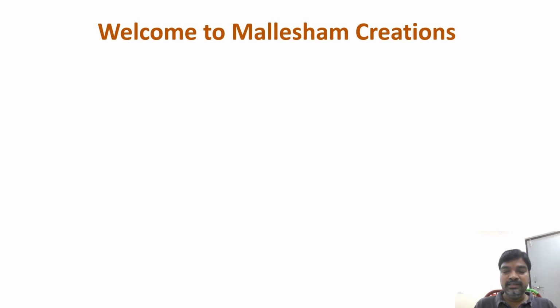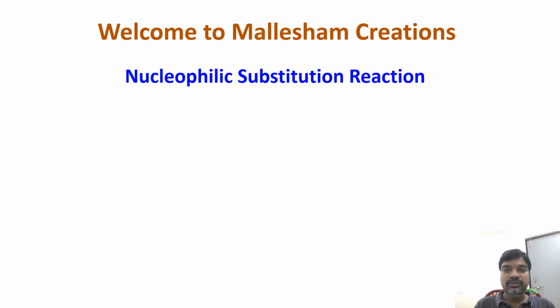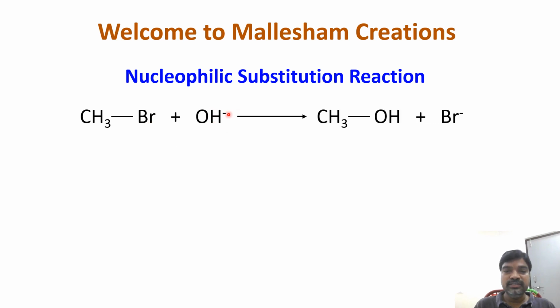Welcome to Mallesham Creations. Today's topic is nucleophilic substitution reaction. So we will see what is nucleophilic substitution reaction today. Usually nucleophilic substitution reactions are performed by alkyl halide, for example methyl bromide. When methyl bromide is reacted with a strong nucleophile like OH-, it produces methanol. This is methyl alcohol plus Br-.